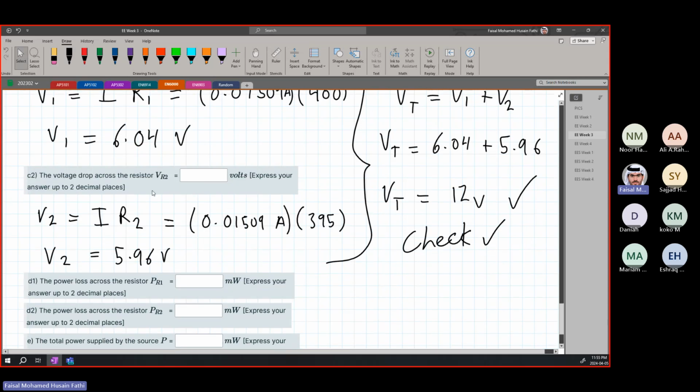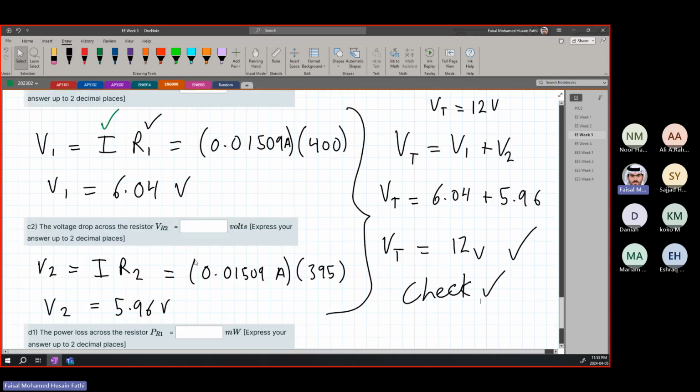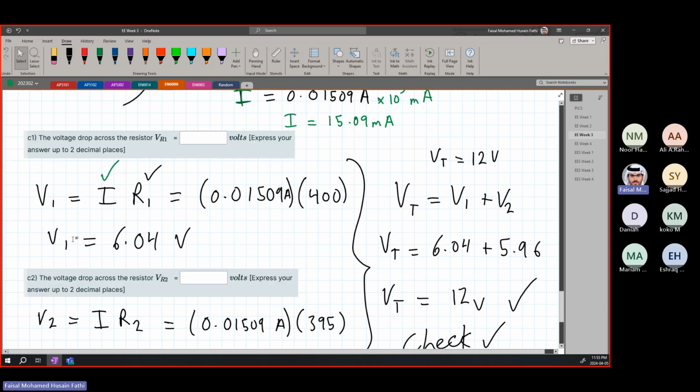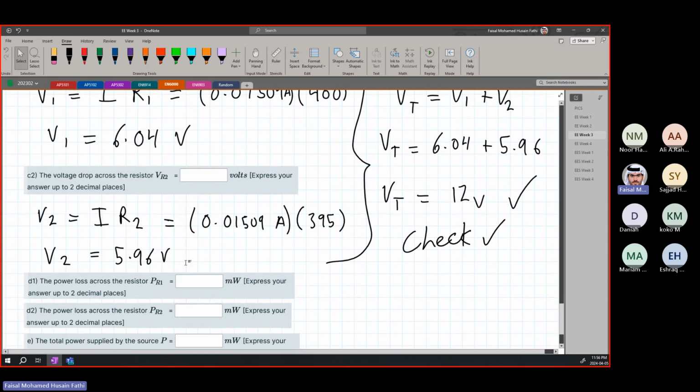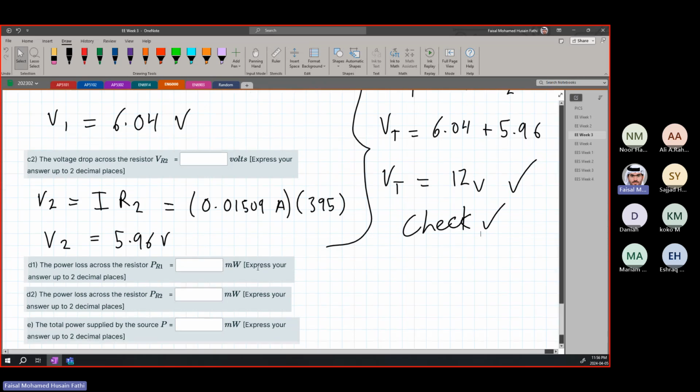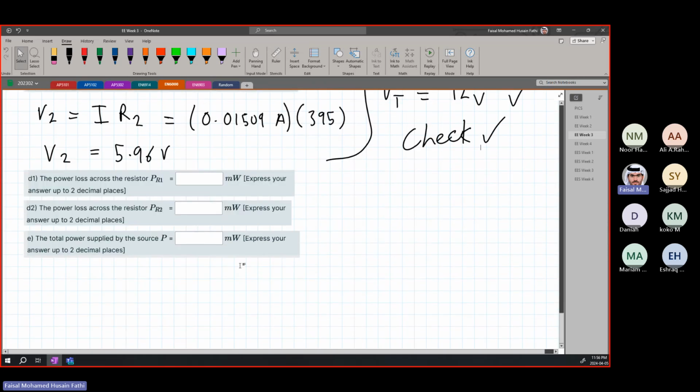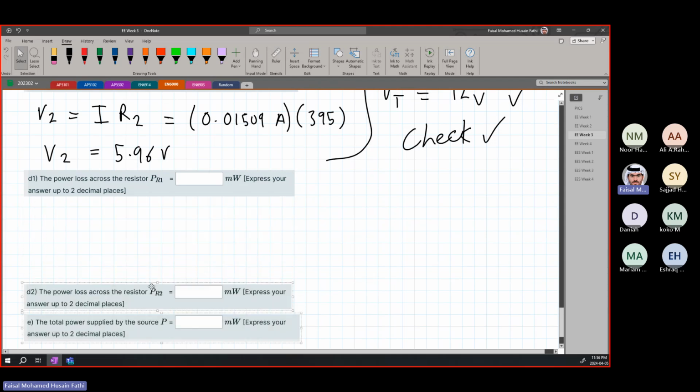Or instead of using V equals IR here, you could have used the V total equation and done 12 minus 6.04 to get this answer. Okay? You can use a lot of different ways to solve questions. You just need to find out what is faster or what is easier for you to solve. Now moving on to power.